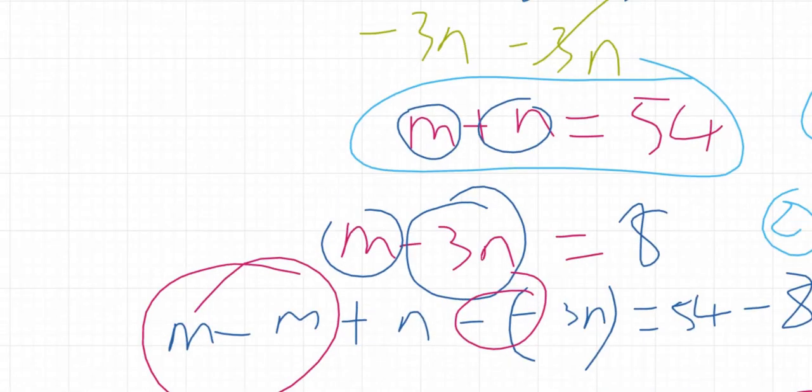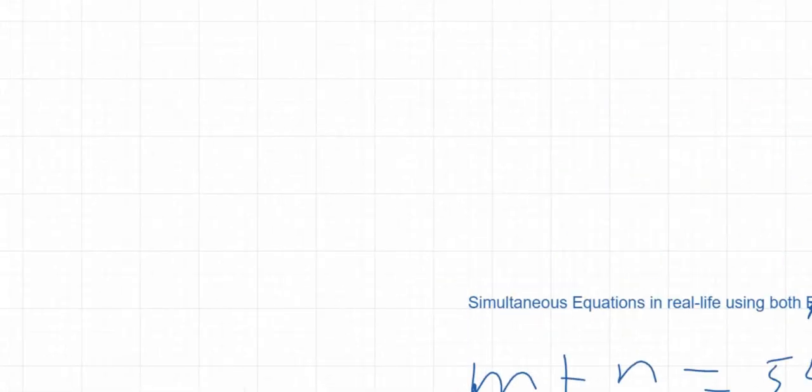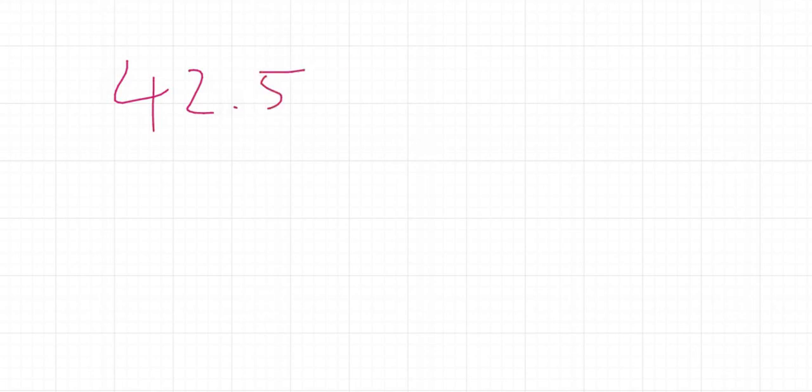We could use equation 1 to see if when we add them, they will give us 54. So m plus n is equal to 54. Let's see if the value of n and m is actually 54. So the value of m is 42.5 plus n is 11.5. If you add this, we get 54.